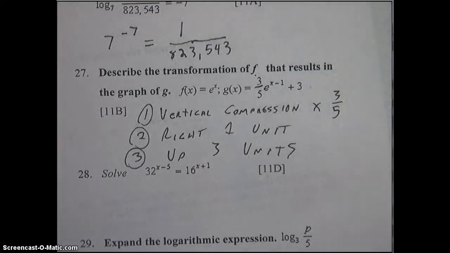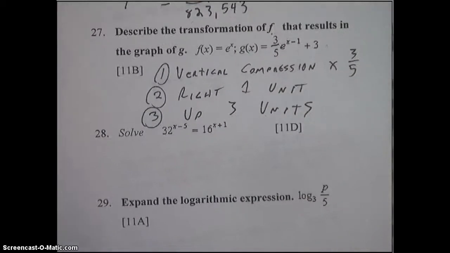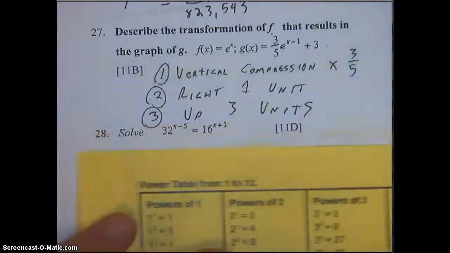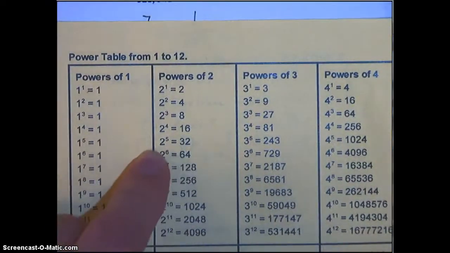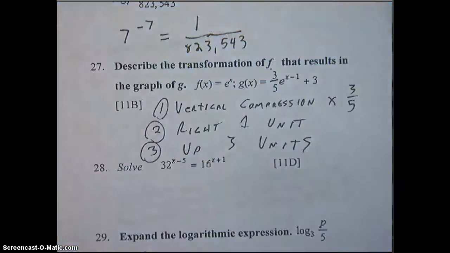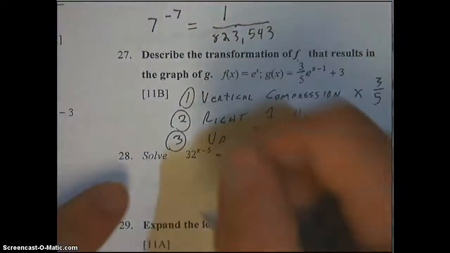The next one, 28, is solve 32 to the x minus 5 equals 16 to the x plus 1. We need to get the bases the same, and I'm looking at 32 and 16, and I'm thinking 2, because if you look at your power table, powers of 2 both have a 16 and a 32. 2 to the 4th is 16, 2 to the 5th is 32. So I'm going to change these.